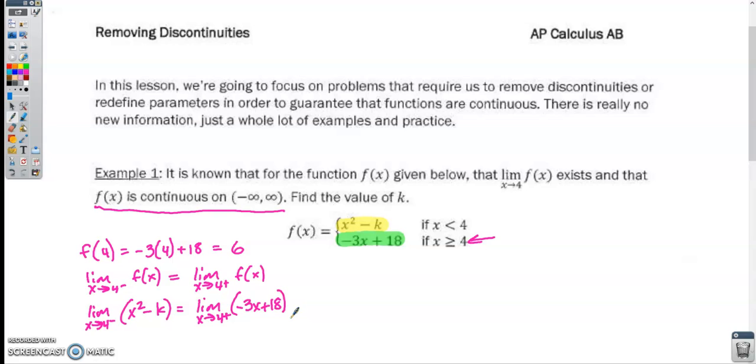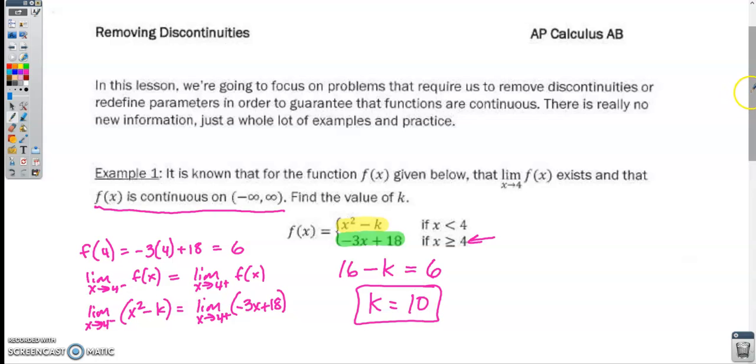Alright, so now I'm going to find both of these limits via substitution. I can just substitute 4 in to find the individual limit for each branch, and if I do that for the left branch, it gives me 16 minus k. And for the right branch, if I substitute 4 in there, I'm going to get 6. And then we can just go ahead and solve this equation for k. And that's the value of k that we want in order to guarantee that this function is continuous on the interval from negative infinity to infinity.